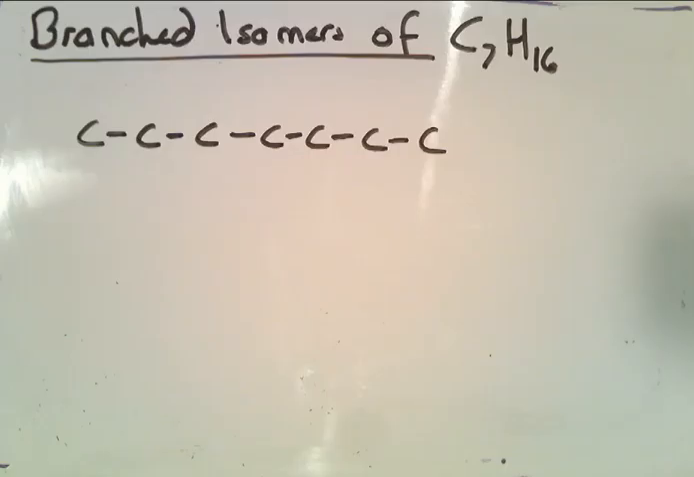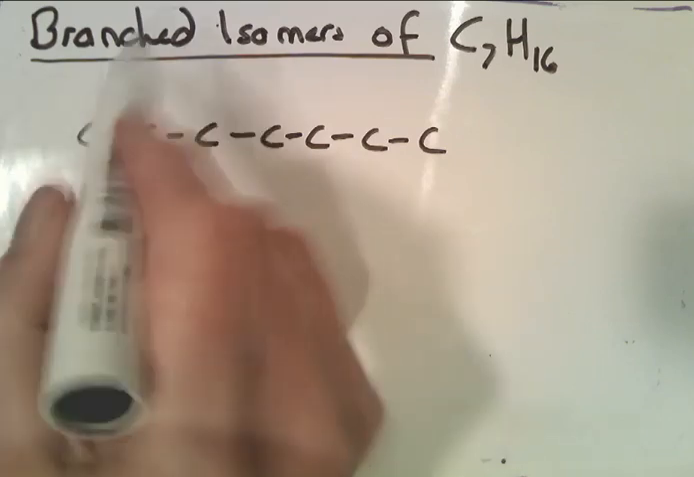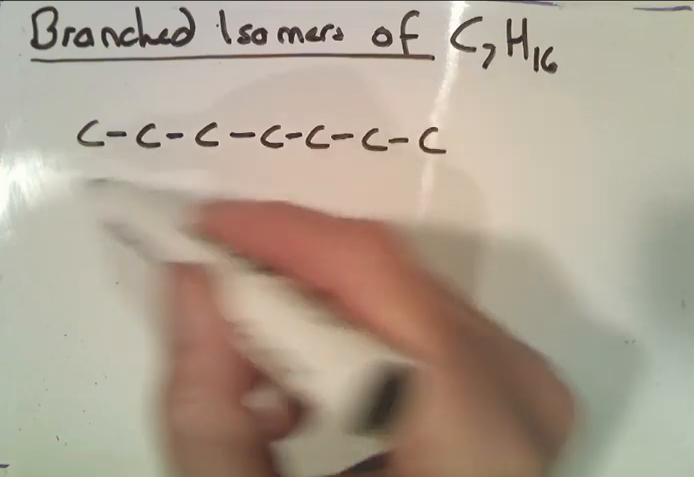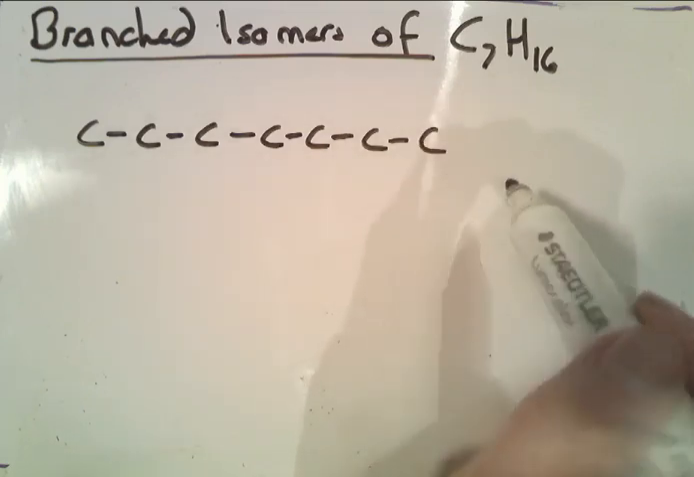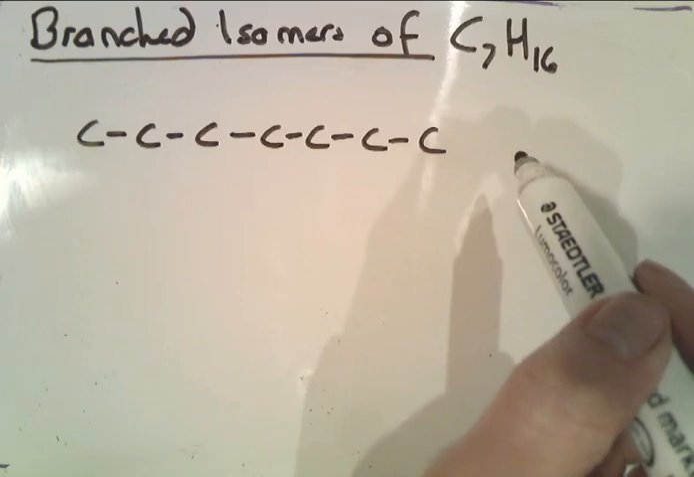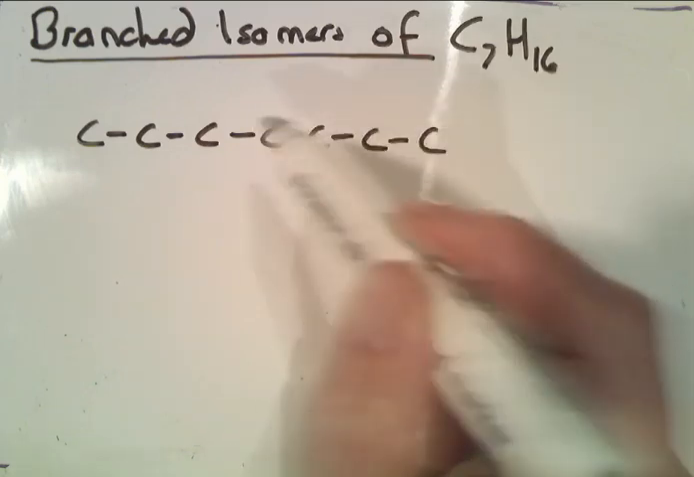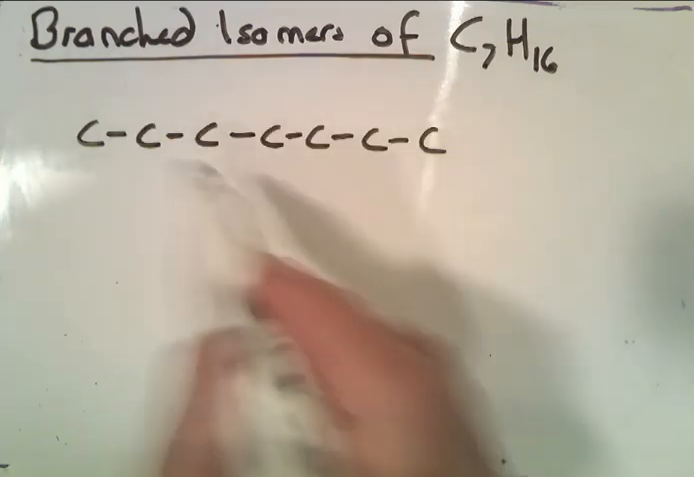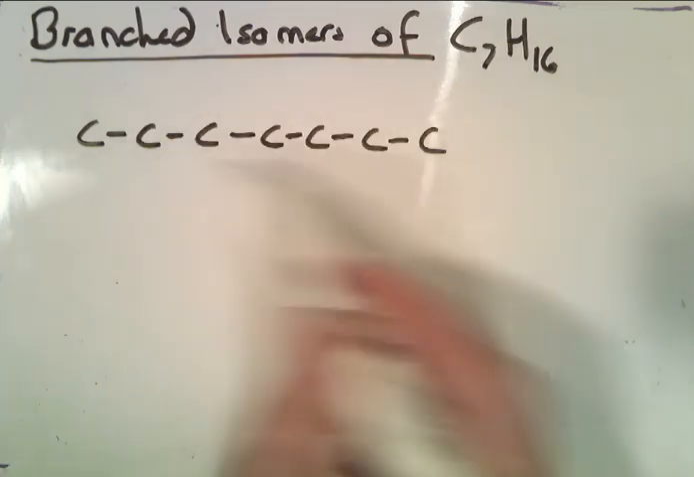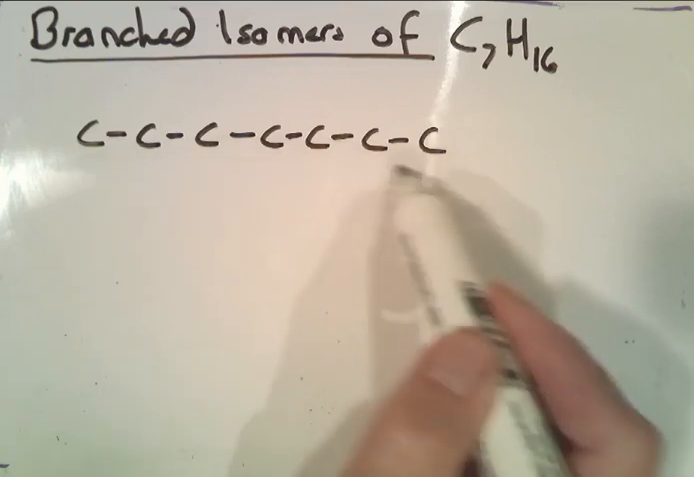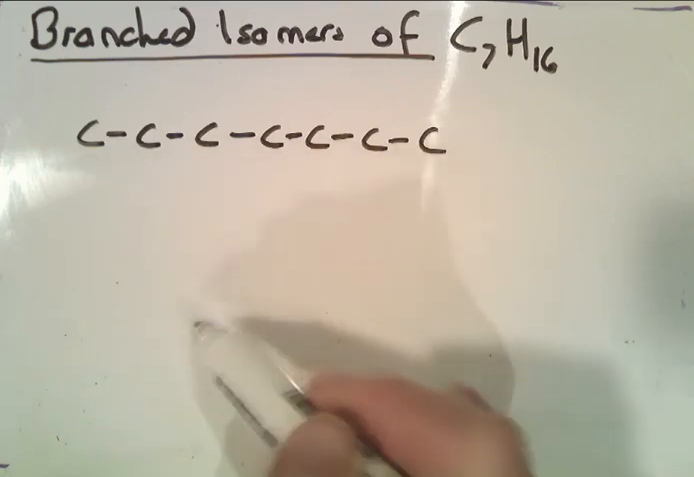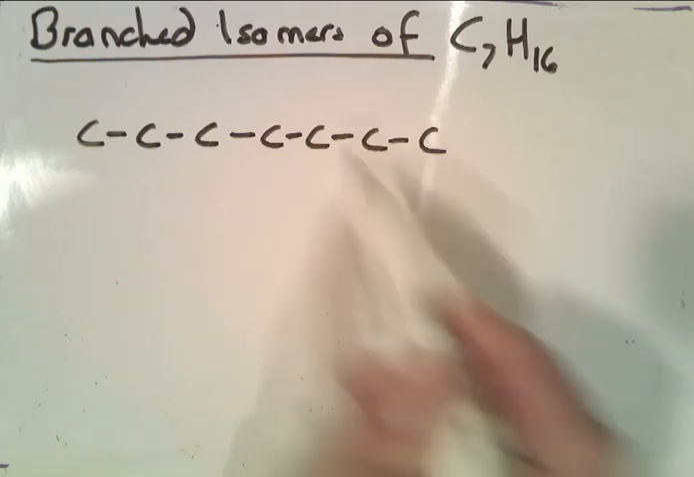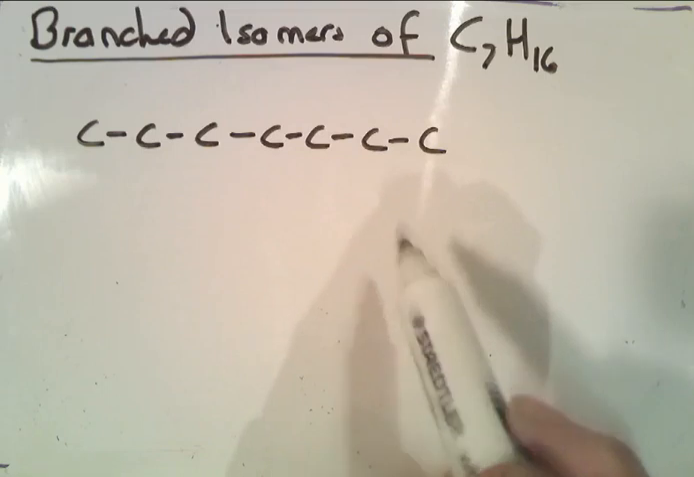Now we're going to look at how you work out branched isomers of C7H16. So different ways of putting the 7 carbons together, apart from in a straight chain. On the previous slide we looked at the straight chain isomer of this. Now we're going to look at branched isomers. For working this out, we're just going to look at the carbons and draw different ways of putting the carbons together. Once the carbons are together, you can add the hydrogens around them.